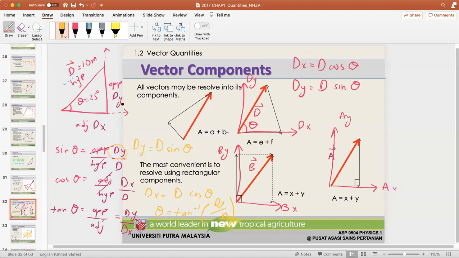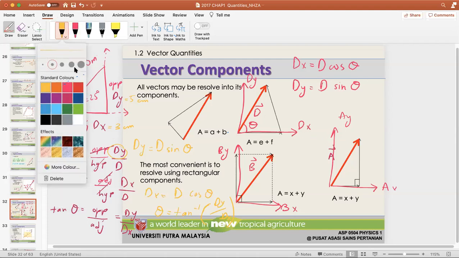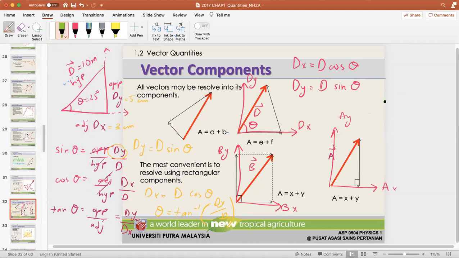If I have a dy value, let's say 5, and a dx value, let's say 3 centimeters, how do I find d using the Pythagoras theorem? Using Pythagoras theorem, guys, come on. It's easy peasy lemon squeezy. So it's 5 squared plus 3 squared equals d squared. So d is 5 squared plus 3 squared, square root the whole thing.